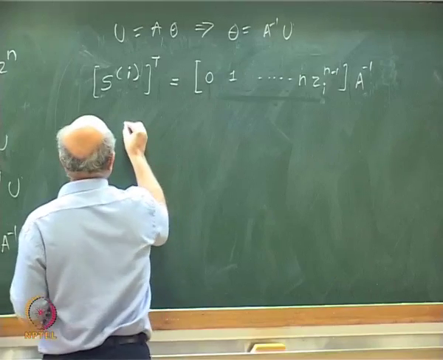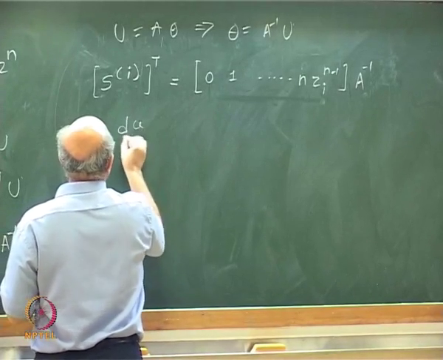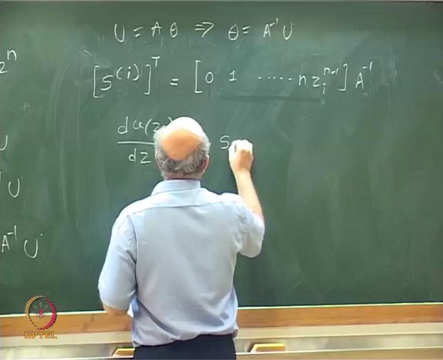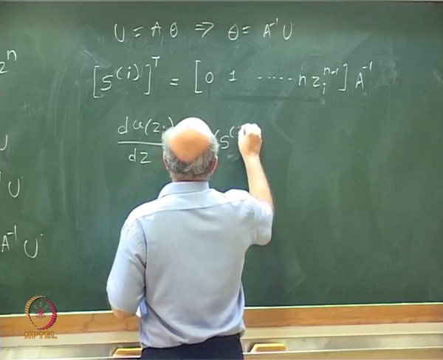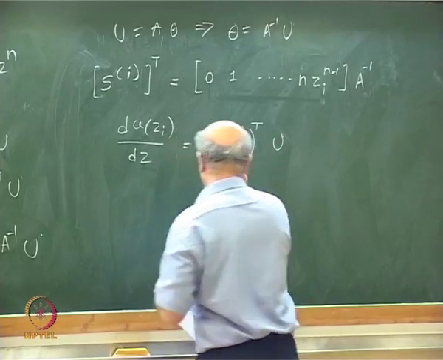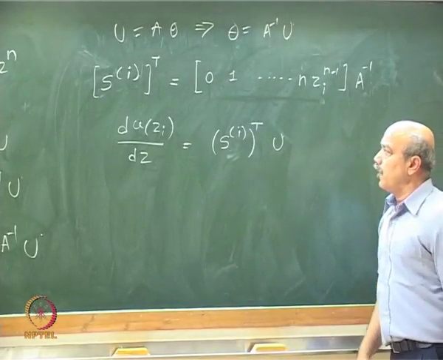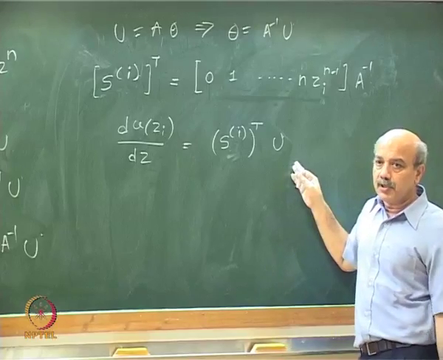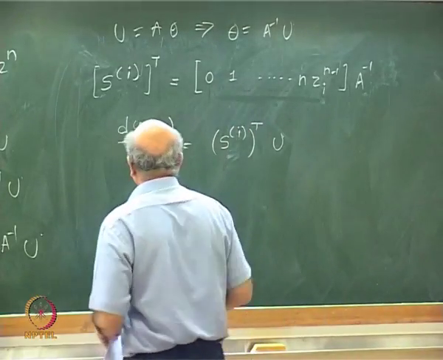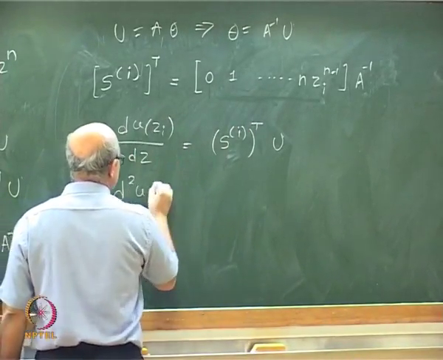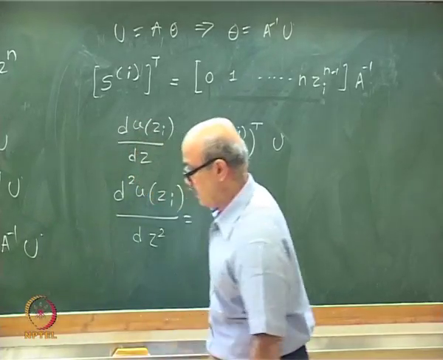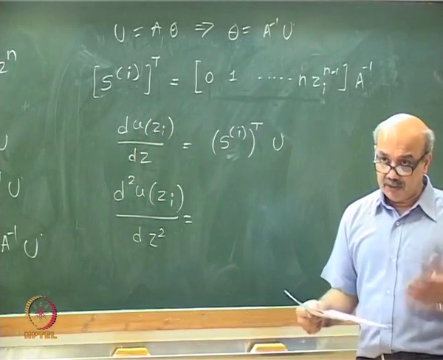That row vector I am calling Si transpose. So my equation assumes the form du by dz equal to Si transpose u. Likewise, I also derived the expression for the second derivative, d2u by dz square, and I'll just give the final expression because we have done it last time.